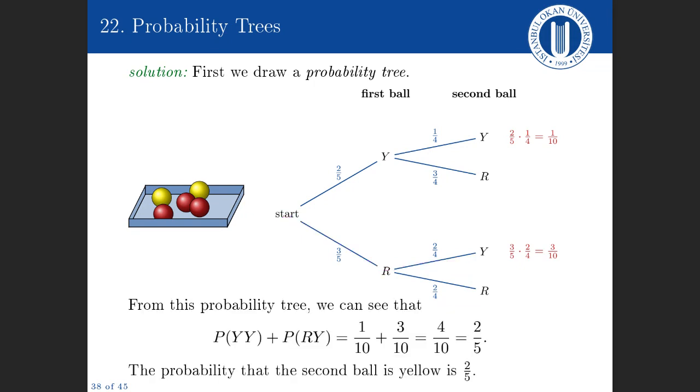From this tree, the probability of going yellow, yellow, plus the probability of going red, yellow, we add these numbers together. 1 over 10 plus 3 over 10, we get 4 over 10, or 2 over 5. The probability that the second ball is yellow is 2 over 5.